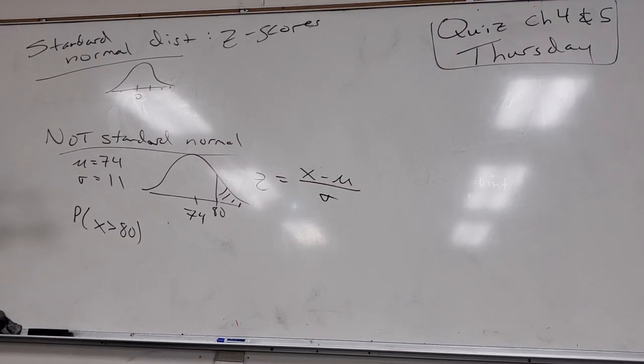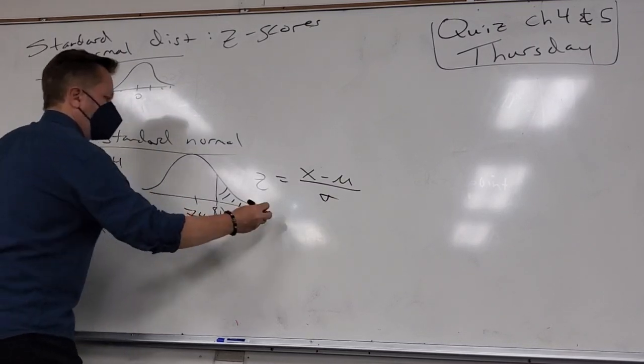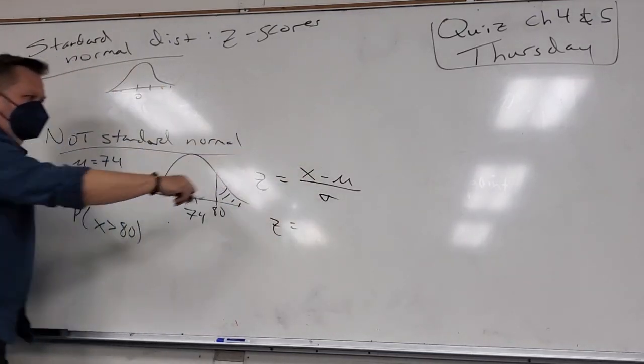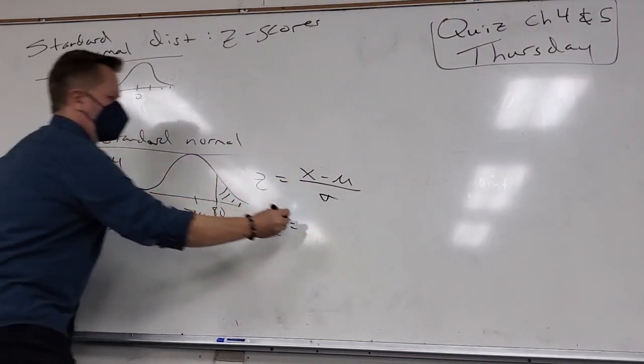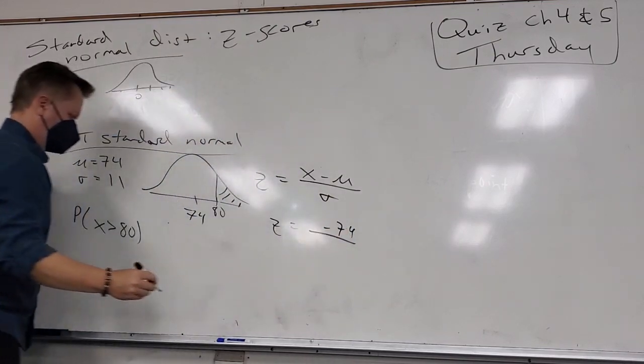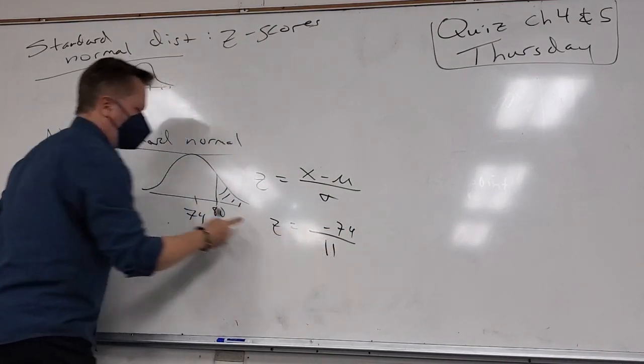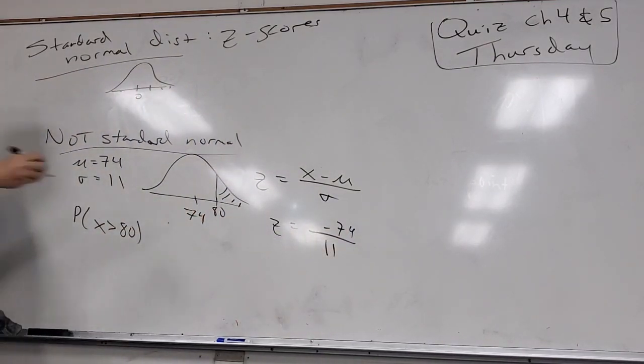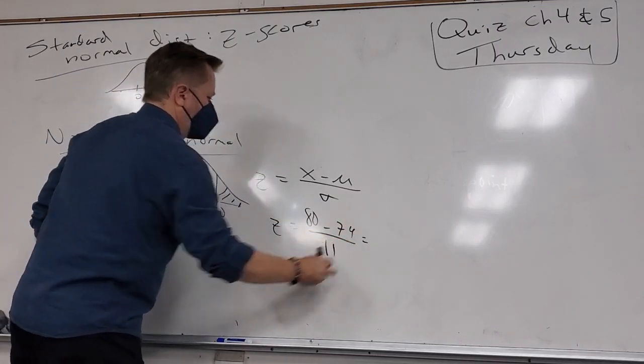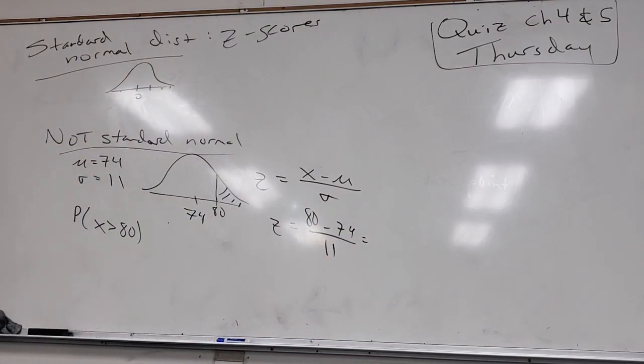So in this problem, what would the Z-score for 80 be? How would I set that up? What's the mean? 74. What's the standard deviation? 11. And what's the data point that I'm interested in? 80. So 6 over 11, 0.545454.